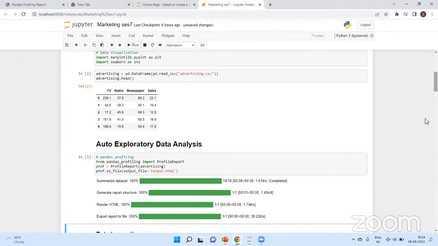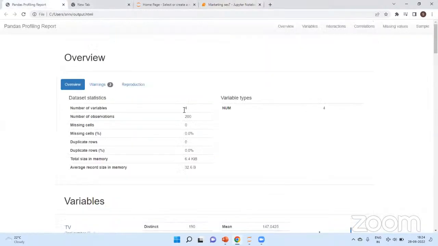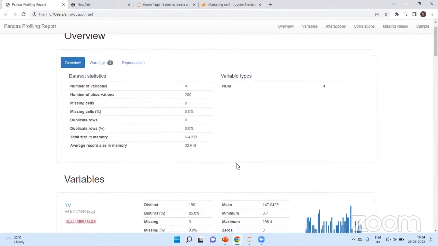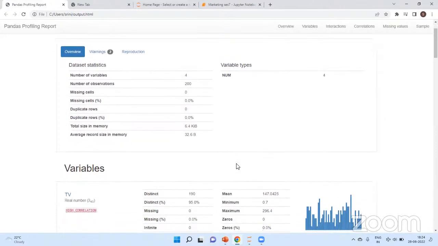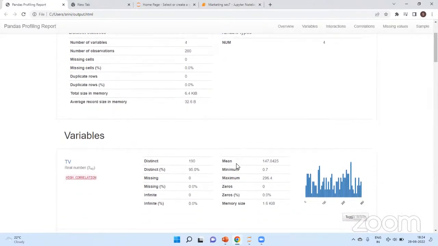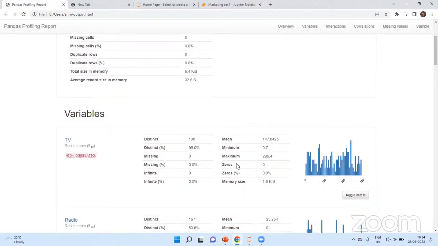It is done. I want to show the file. This is the report, giving the data set statistics. Number of variables is 4, number of observations 200, missing cells 0, missing cells percentage 0.0, and no duplicate rows. Duplicate rows percentage is also 0, along with memory size and average record size in memory.